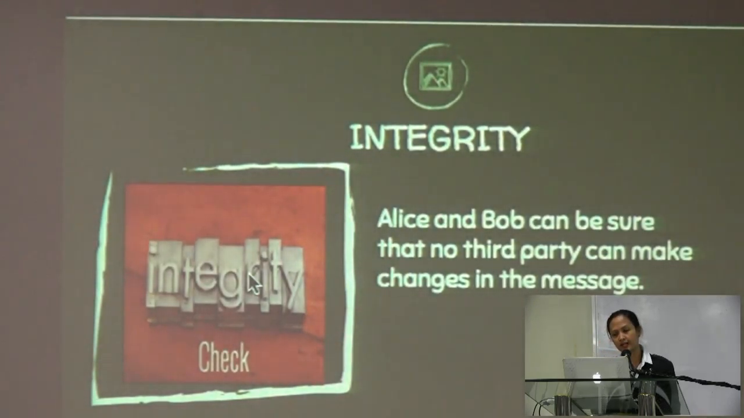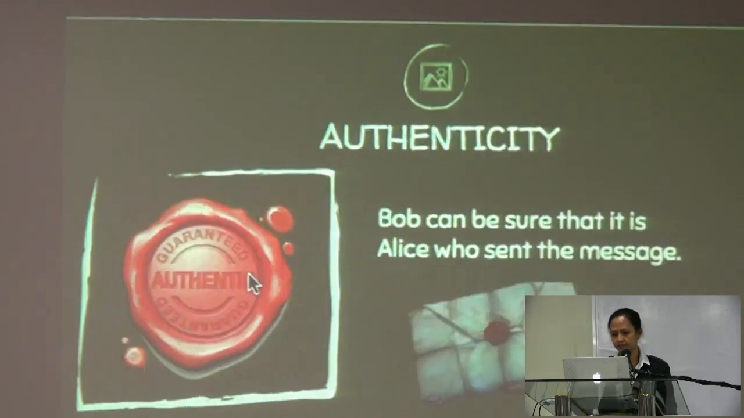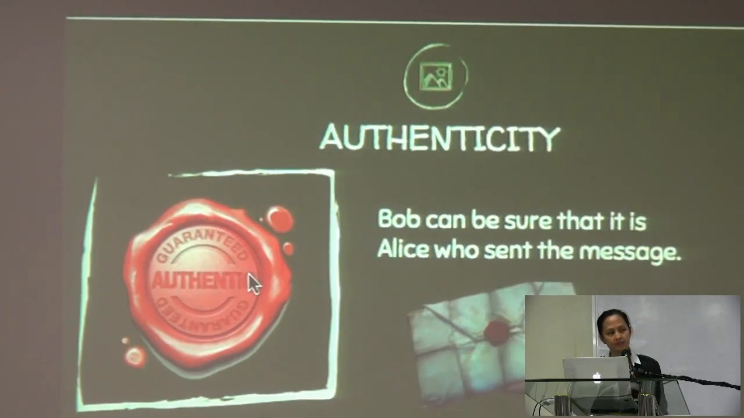And then you have another goal. Alice and Bob can be sure that no third party can make some changes in the actual message. So you want integrity. So you encrypt for integrity also. Third is authenticity. Bob, being the receiver, can be sure that it is Alice who really sent the message.